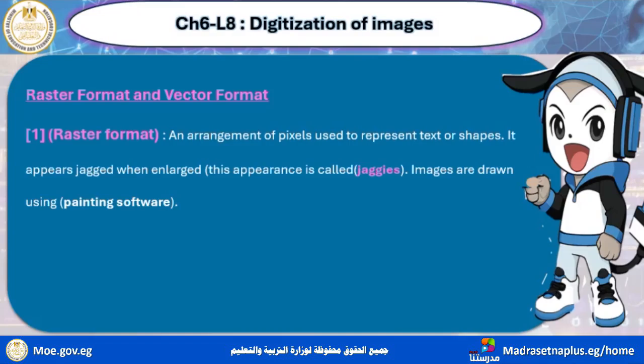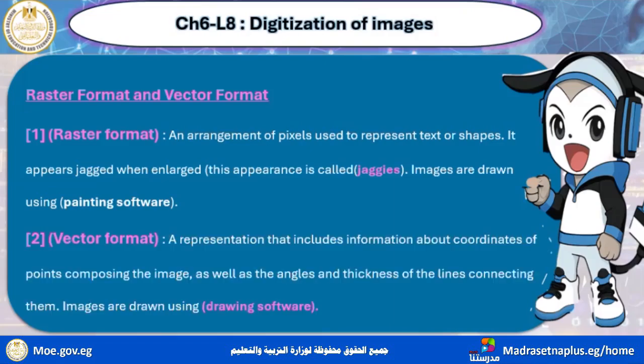Images that are drawn using painting software are not raster, they are vector. Vector is a representation that includes information about the coordinates of the points that compose the image, because the image here is drawn, not captured. So we calculate the size by the information about the coordinates of points and the angles, and also the thickness of the lines connecting the drawing. Images are drawn using drawing software.